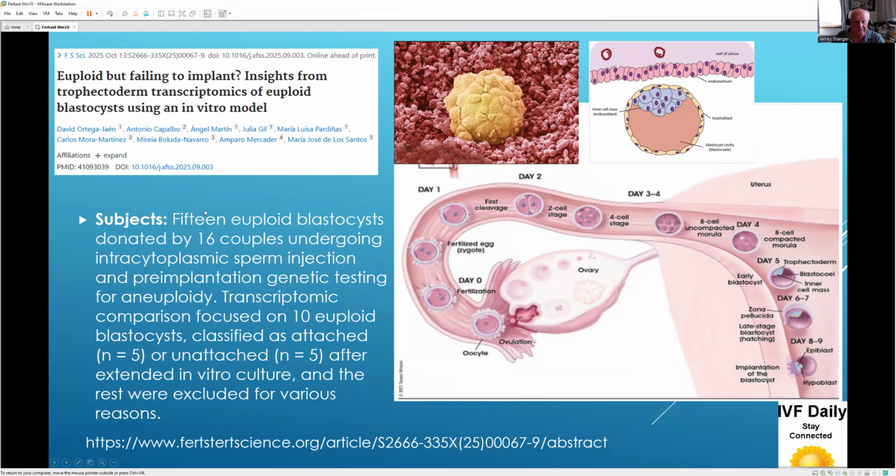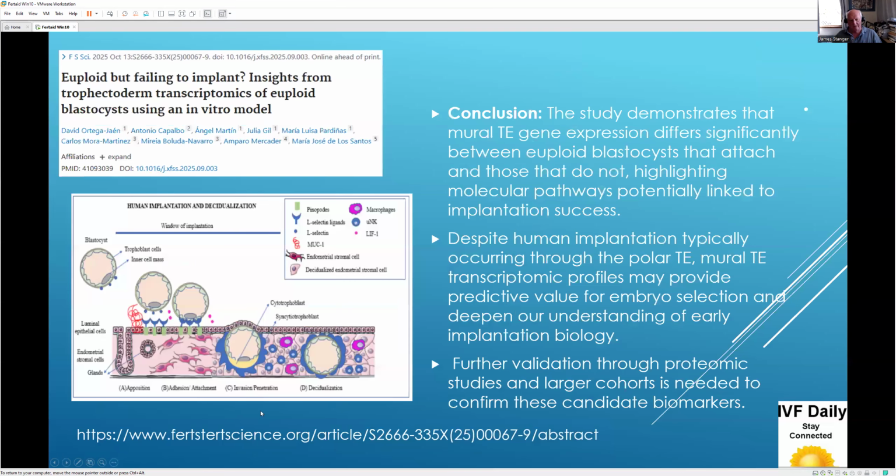So basically, this had 15 euploid embryos donated by 16 couples undergoing ICSI and pre-implantation genetic testing for aneuploidy. The transcriptomic comparison focused on 10 euploid blastocysts classified as attached, 5, or unattached, 5, after extended in vitro culture, and the rest were excluded for various reasons. So we're only talking about 10 embryos. But what they could show, and since this paper was not open access, you can't see all the data, unfortunately. So much stuff is lost by not being open access.